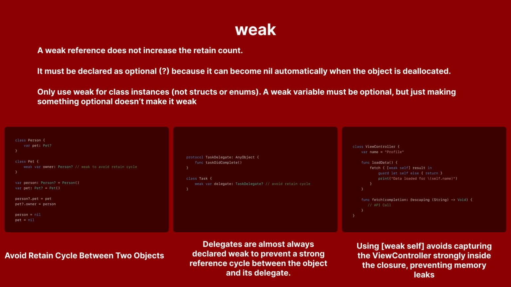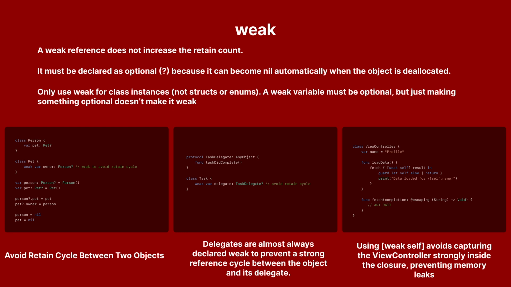A weak reference does not increase the retain count and must be declared as optional because it can automatically become nil when the referenced object is deallocated. Weak references are used only with class instances, not with structs or enums. While a weak variable must be optional, simply making a variable optional does not make it weak. Weak references are commonly used to avoid retain cycles.